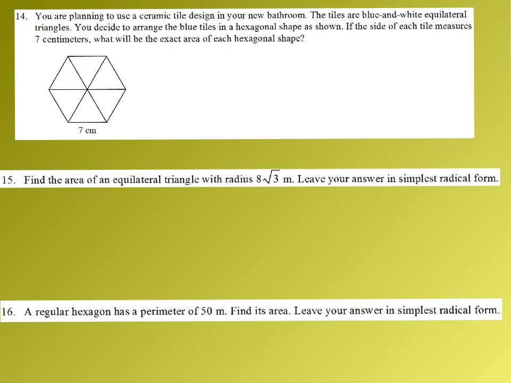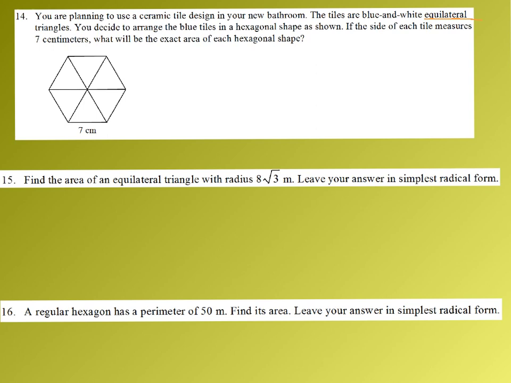Alright, number 14 says you're planning to use a ceramic tile design in your new bathroom. The tiles are blue and white equilateral triangles. You decide to arrange the blue tiles in a hexagonal shape as shown. If the side of each tile measures 7 centimeters, what will be the exact area of each hexagonal shape?